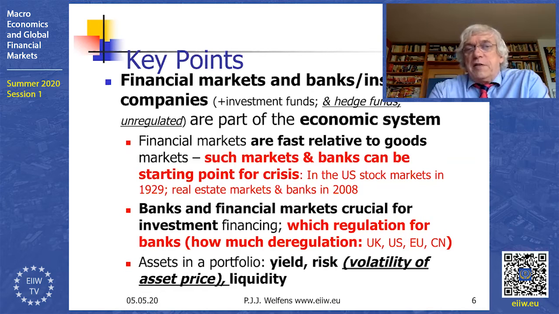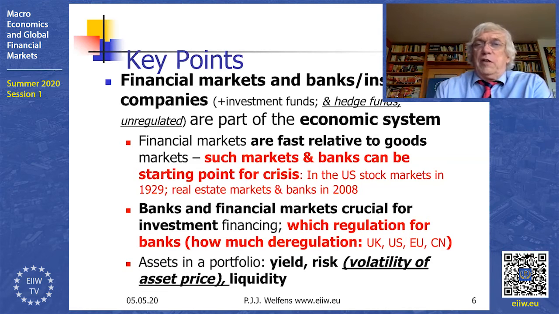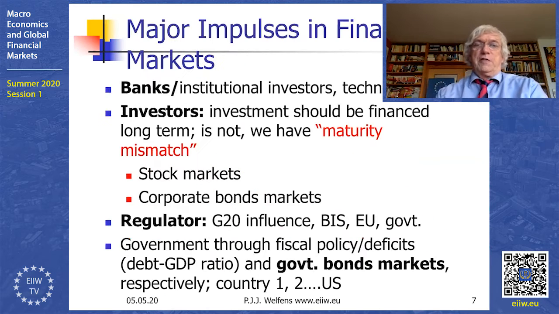We'll see. Okay, banks and financial markets are crucial for investment financing. Question is which regulation for banks, for instance, we have, or how much deregulation, and just think of developments in the UK, US, and the EU, or in China. If we have assets in a portfolio, we usually talk about yield, the risk measured through the volatility of asset prices typically, and liquidity of assets. That means to which extent is it easily possible to sell at the going market price, and here we have considerable differences across various types of assets.